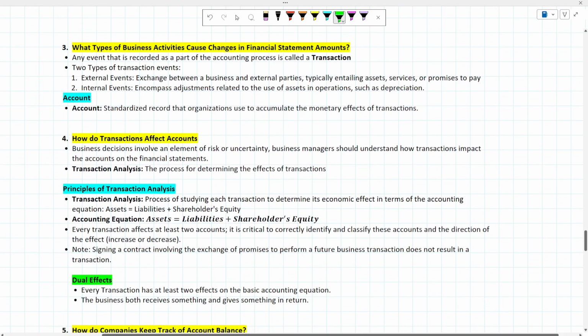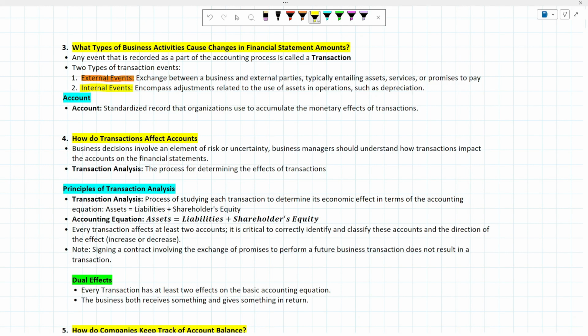So 3, what types of business activities cause changes in financial amounts? Any event that is recorded as part of the accounting process is called a transaction. There are 2 types of transaction events. We have 1, external events. This is the exchange between a business and external parties, typically entailing assets, services, or promises to pay. And then we have internal events. This encompasses adjustments related to the use of assets and operations, such as depreciation. And this is internal to your organization. An account is a standardized record that organizations use to accumulate the monetary effects of transactions.